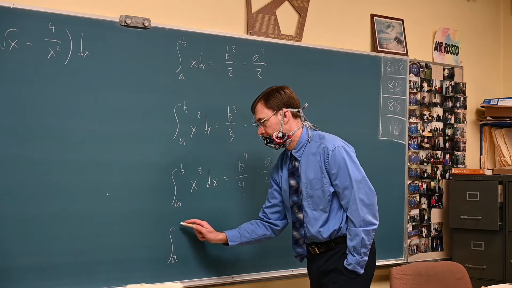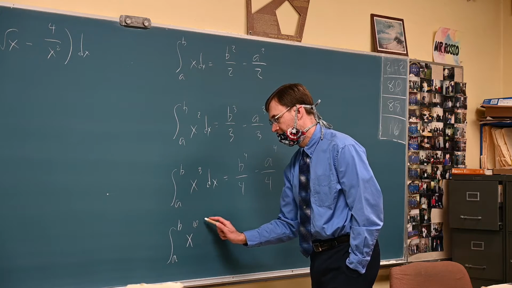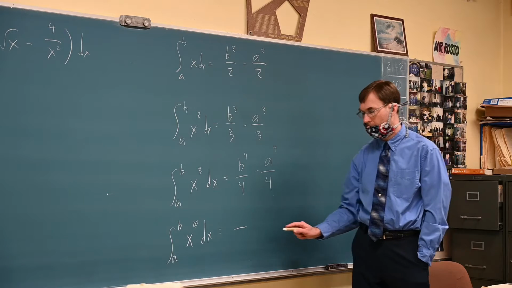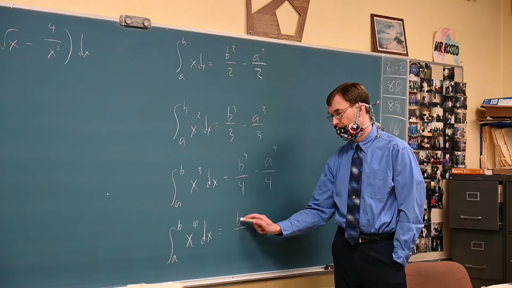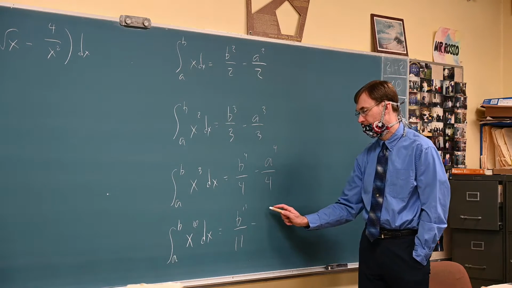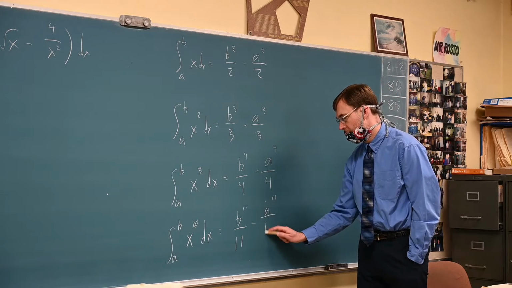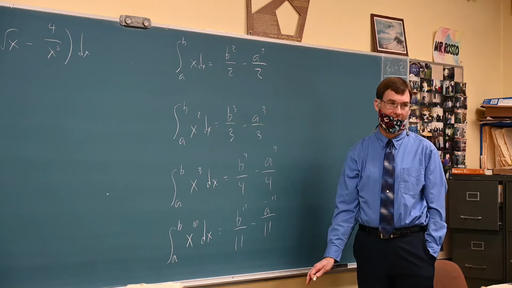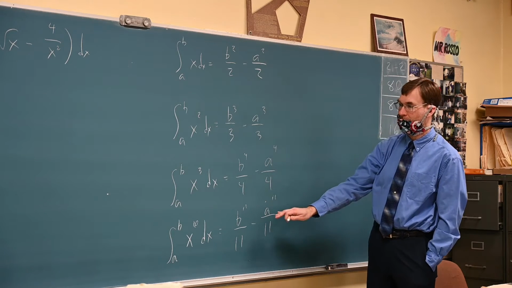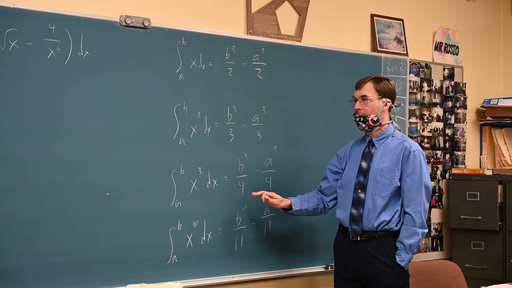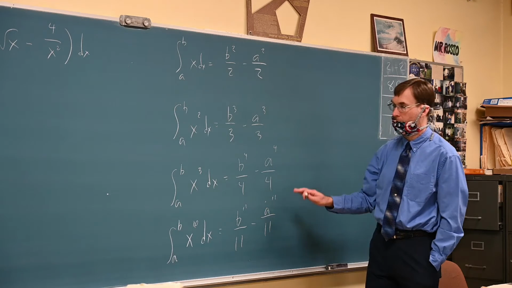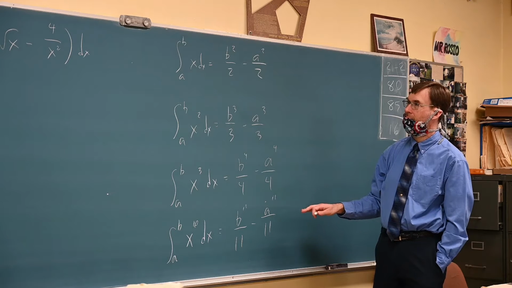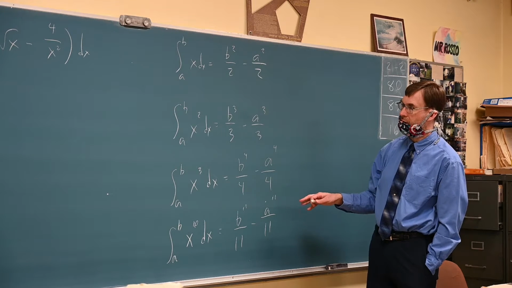I would guess, if I gave you x to the 10th dx, you could probably come up with a formula for that. Stuff to the 11th over 11. And I referenced a few days ago the fact we don't want to have to write a rule for literally every possible thing. It's just not practical. But somebody sort of sensed the pattern here and said, hey, wait a minute, we've seen this before.